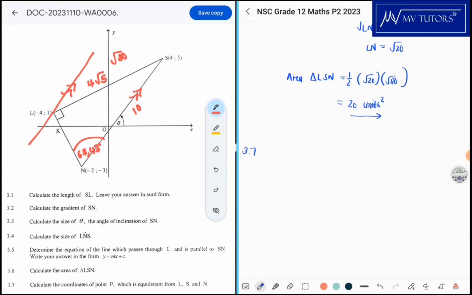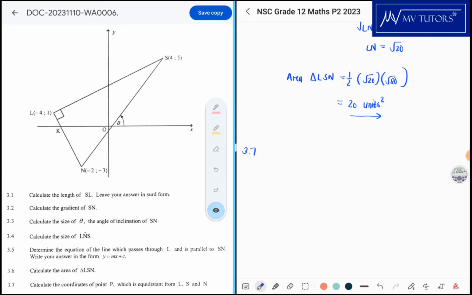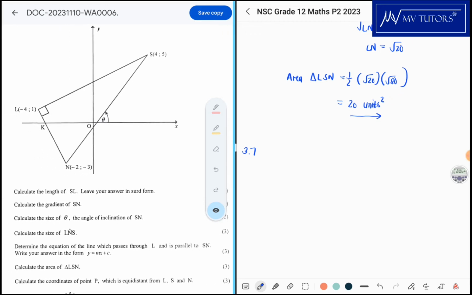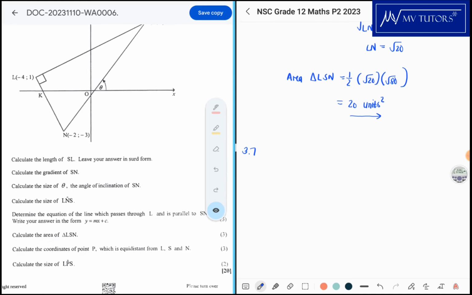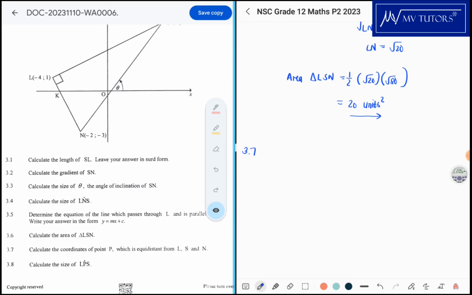Now it says, let's see the marks, 3 marks. Maybe they were a little bit stingy with the marks, or maybe we just did too much. All right, 3.7, calculate the coordinates of P, which is equidistant from L, S, and N.